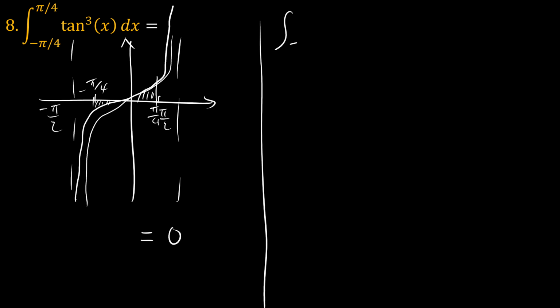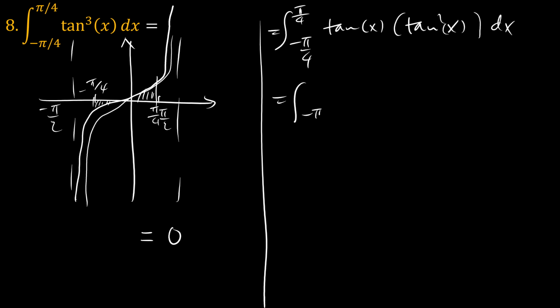The next way of doing it is I'll just say this is an integral from negative pi over 4 to pi over 4 of tangent of x times tangent squared of x, and this would be equal to tangent of x, with sec squared of x minus 1 being the same as tangent squared of x.